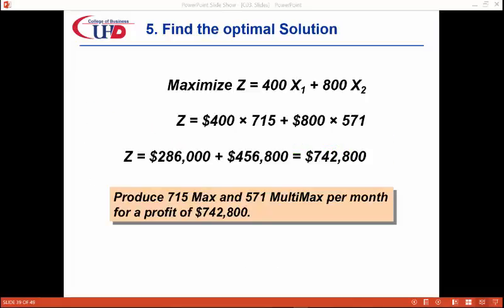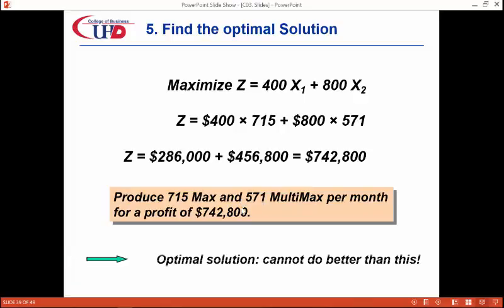Plug the numerical values of the optimal solution into the objective function, and we can calculate the resulting total profit. This is the optimal profit. That means this is the best outcome you can have. No other production plan can make a higher profit than this one.